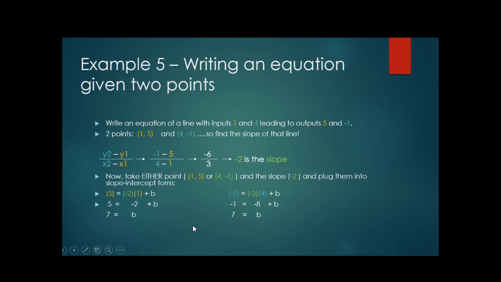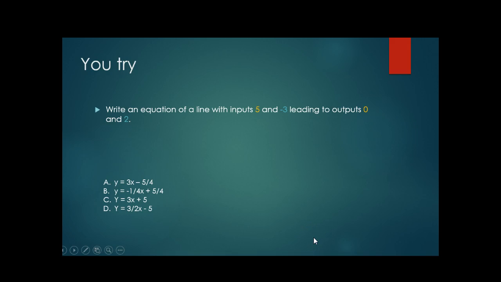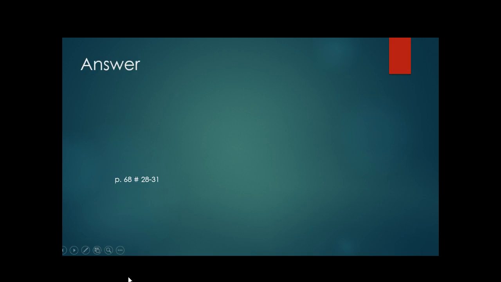So it doesn't matter which point you use, you're going to get the same number as long as you do the math right. Now we plug in 7 for b, and negative 2 as our slope, and there's our function. So you try. Write an equation of a line with inputs 5 and negative 3 leading to outputs 0 and 2. So 5 goes to 0, and negative 3 goes to 2. Find the slope, find the y-intercept, and plug them in for slope-intercept form. Page 68, numbers 28 through 31 are the problems we want to do for this section.